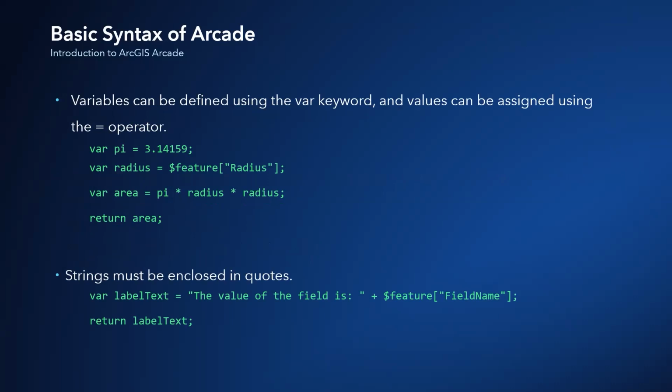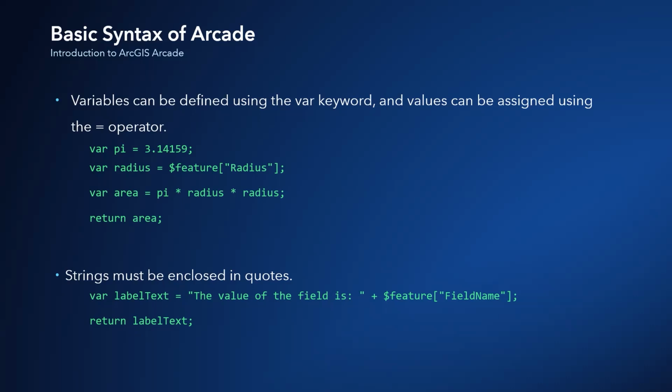Our next example is going to look at defining and assigning a value to a variable in an Arcade expression. First, this one's going to declare the constant value of pi as 3.14159. Then it's going to assign the value of the radius attribute from the input feature to a variable called radius. Next, it's going to calculate the area of the circle by multiplying pi by the square of the radius and assigning it to a variable called area. And finally, it's going to return the value of area as a result of the expression.